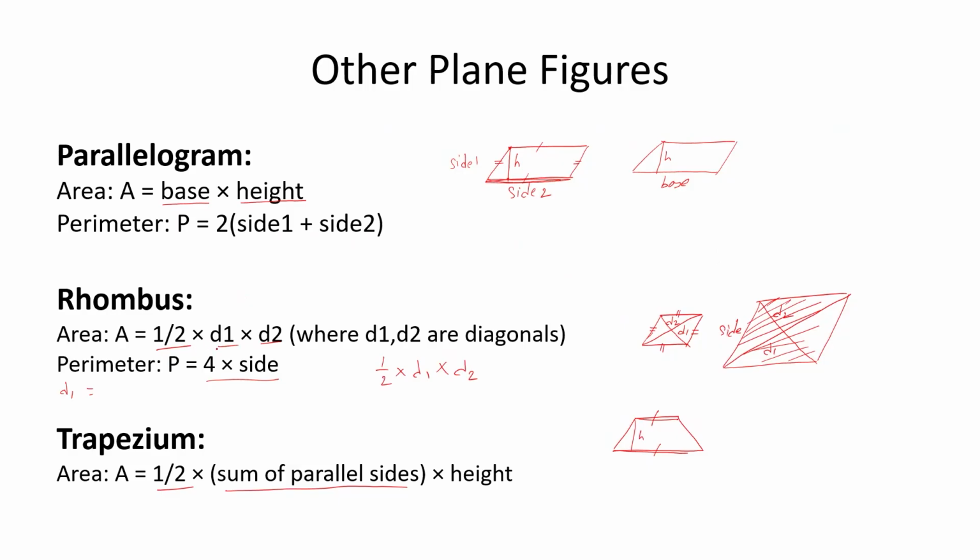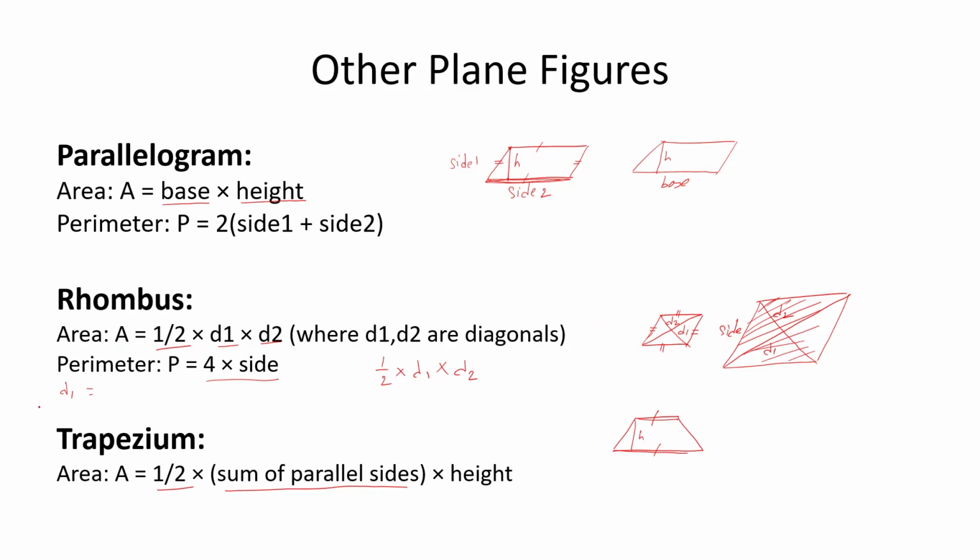And area is given in terms of the diagonals. Here you have two diagonals, and both diagonals are of different length. Let's say this long diagonal is D1 and this short diagonal is D2. Then the area of a rhombus is given by 1 by 2 into D1 into D2. Perimeter: start from any point and come back to the same point. In the case of a rhombus, because all sides are equal, suppose it is A, it becomes 4A, similar to the case of a square.